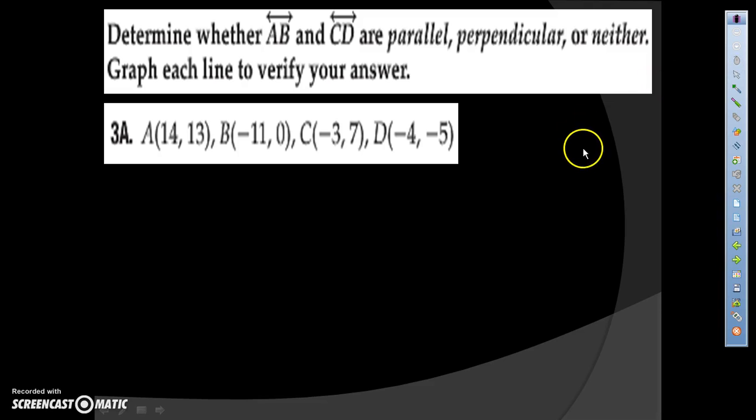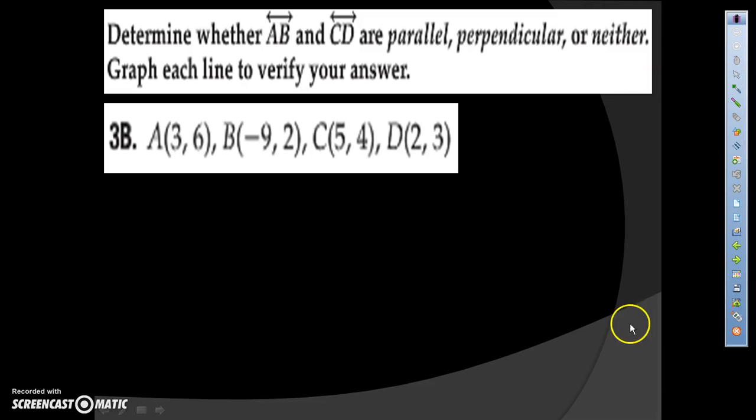Okay, so let's go back to our PowerPoint, and I want you to try example 3B on your own. So go ahead, pause the video. I want you to graph both of these lines. I want you to visually decide what you think might be true about lines AB and CD. And then I want you to actually find the slopes either using the rise and run method or the slope formula and mathematically determine whether or not these two lines are parallel, perpendicular, or neither. So go ahead and pause and do that.